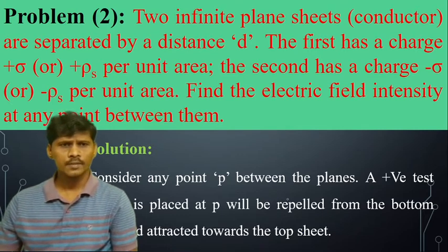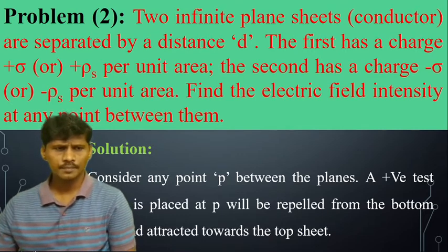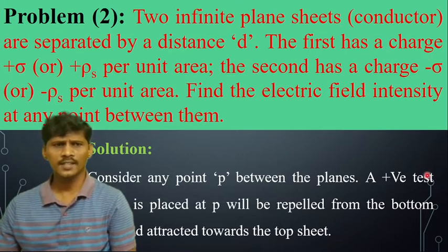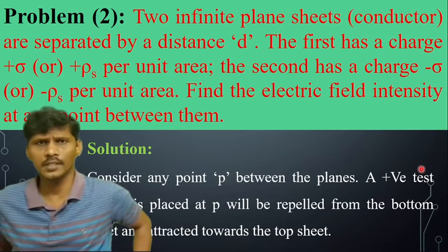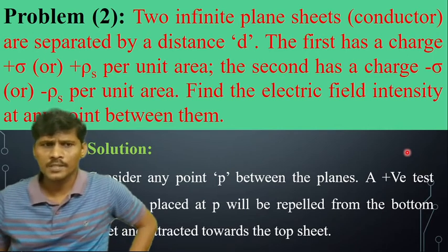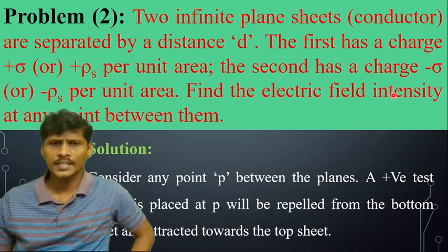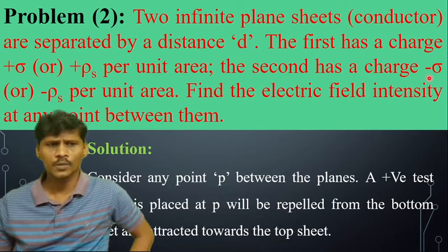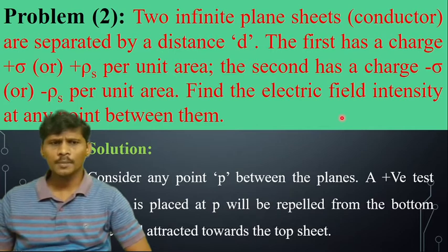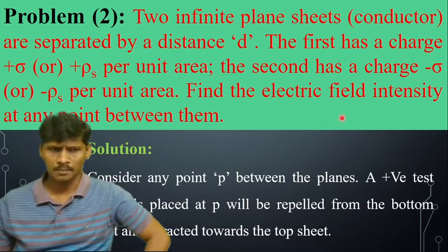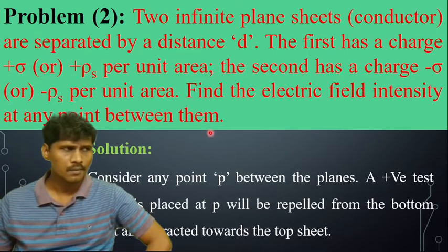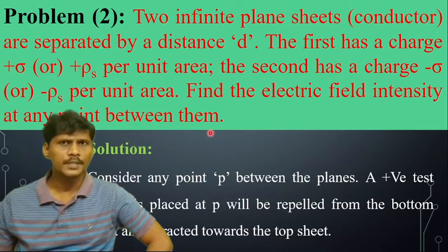The example is: two infinite plane sheets or conductors are separated by a distance d meters. The first has a charge plus sigma or plus rho s per unit area. The second has a charge minus sigma or minus rho s per unit area. Find the electric field intensity at any point between them.